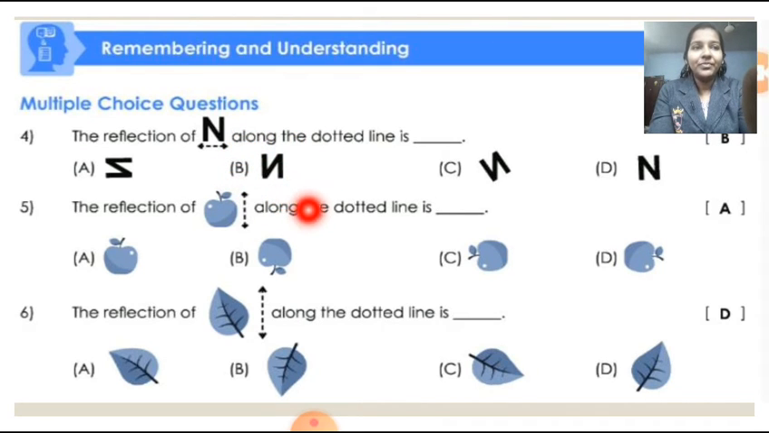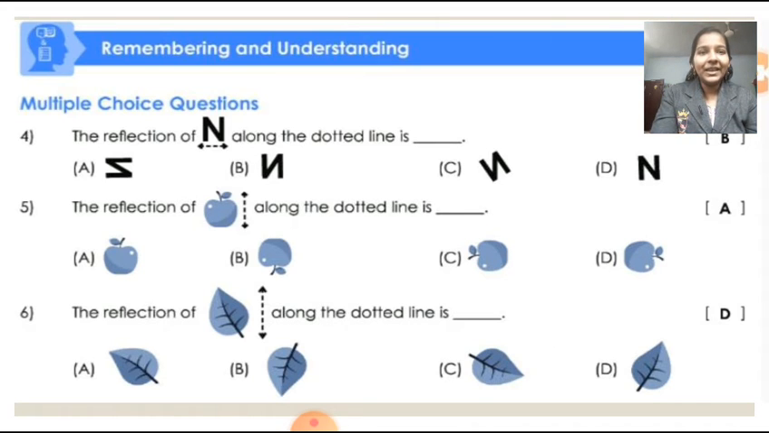Okay. Now look at the next one. The reflection of this apple along the dotted line is dash. So look here, you have to find out the reflection, the mirror image of this apple. So think, how will it look like? Yes, it will look like this in option A, isn't it? So my dear children, this is the right answer.